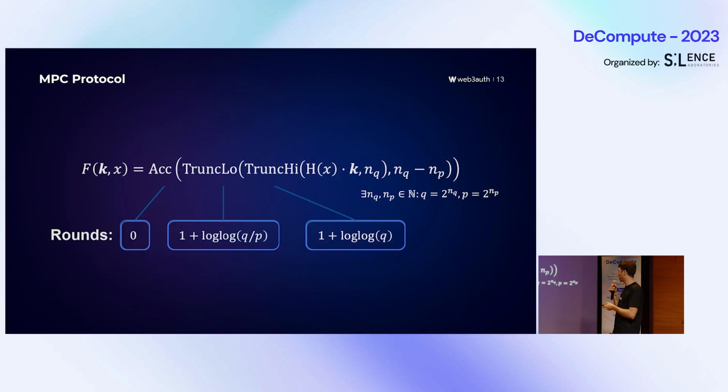So that's basically it. The last observation is that there are already results for how to compute these functions in MPC. The truncation of the higher order bits can be done in 1 plus log q rounds. The truncation of the lower order bits can be done in 1 plus log q over p rounds. And this is just a local operation, and this is also just a local operation.